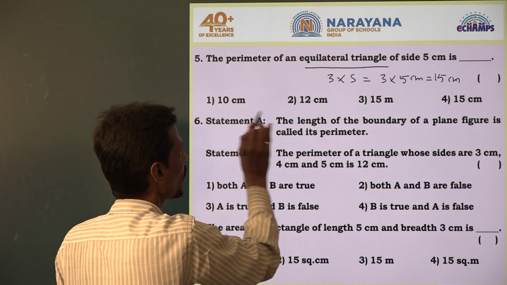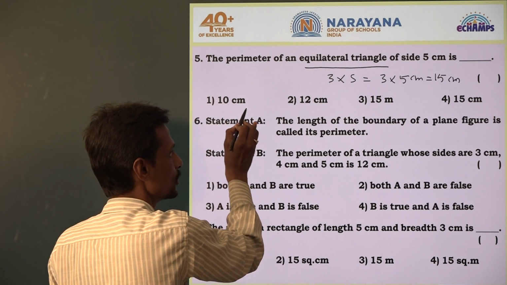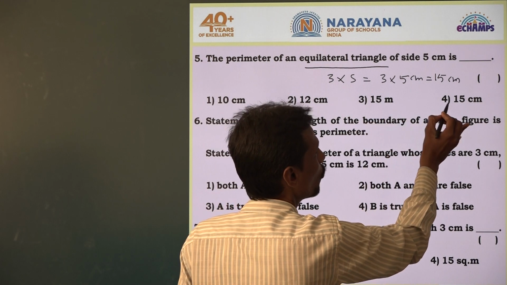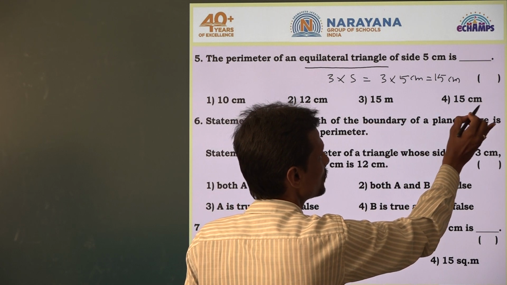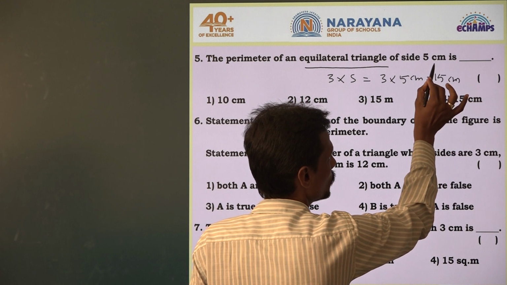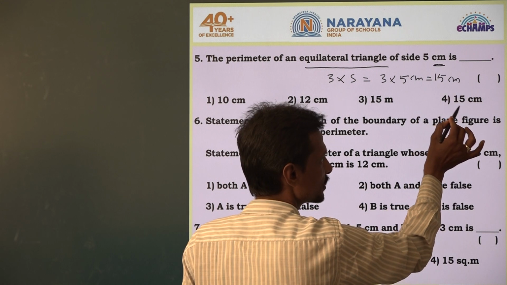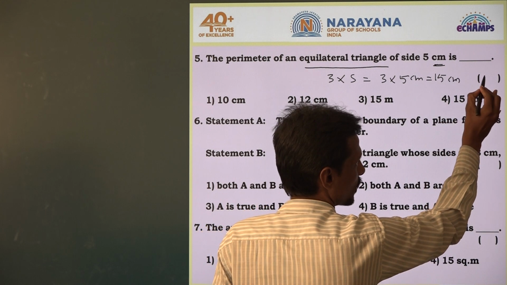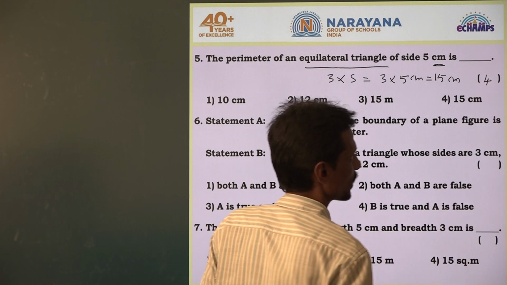There in this given option, first one 10 centimeters, second one 12 centimeter, third one 15 meters, fourth one 15 centimeter. So here the unit is centimeters only. That's why fourth one 15 centimeter is correct answer. So fourth option is correct answer.